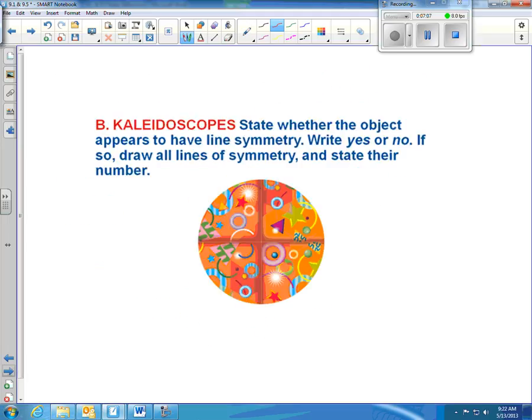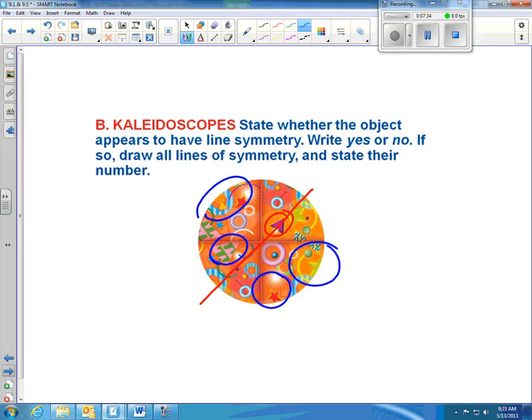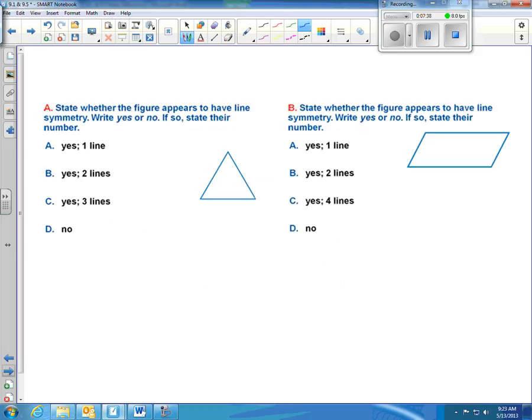All right. Number 2, state whether the object appears to have a line of symmetry. Write yes or no. If so, draw all lines of symmetry and state their number. Well, looking at this one, I see this purple triangle here, and I don't see it anywhere else. So I'm going to see, can I run a line of symmetry through that purple triangle and fold it evenly? Well, I can't, because this image is not here. This image isn't reflected here. So we're going to say no. And that's all we have to do for that problem.